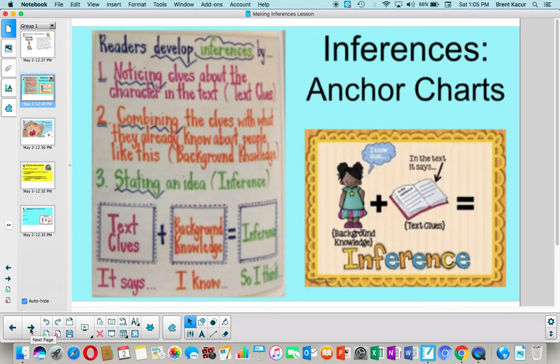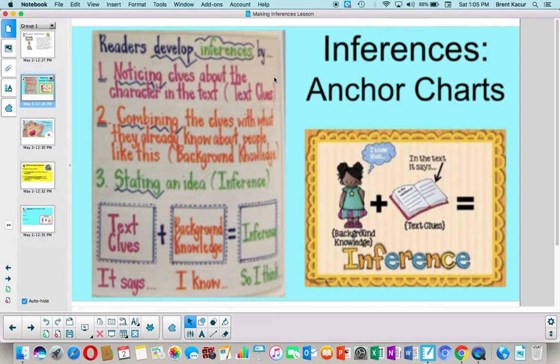Readers, especially good readers, develop inferences when they read. What is an inference, you say? Mr. Kacur, what is an inference? Well, I will tell you. Readers develop inferences by, number one, noticing clues about the character in the text provided to us by the author of the story or the book. Those are called text clues. Text clues tell us something about the character that the author wants us to know.